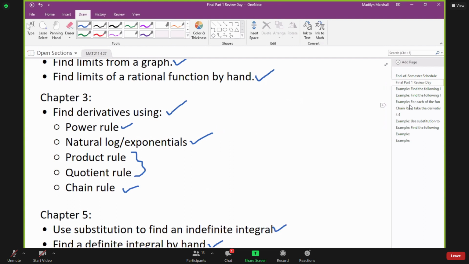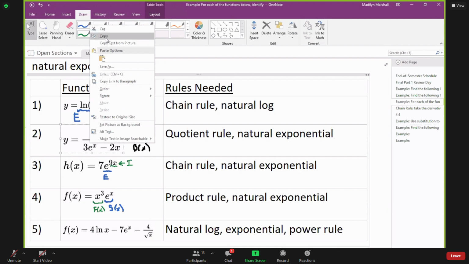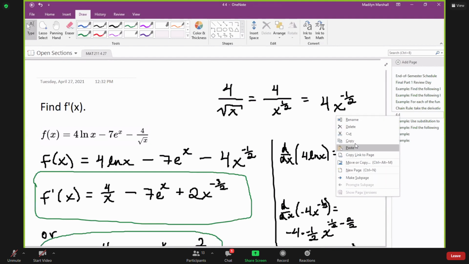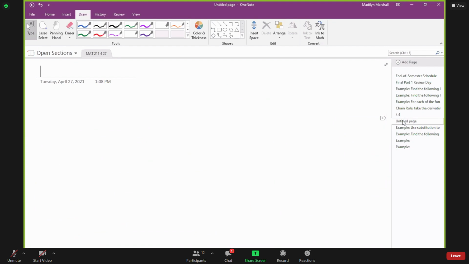Okay. FYI, I'm going to keep all of this in the order based on chapter 2 through chapter 5. So I'm putting this quotient rule problem in with the other derivative stuff. So if you're looking at the class notes later, it's in order by category, not by order that we did it in class.